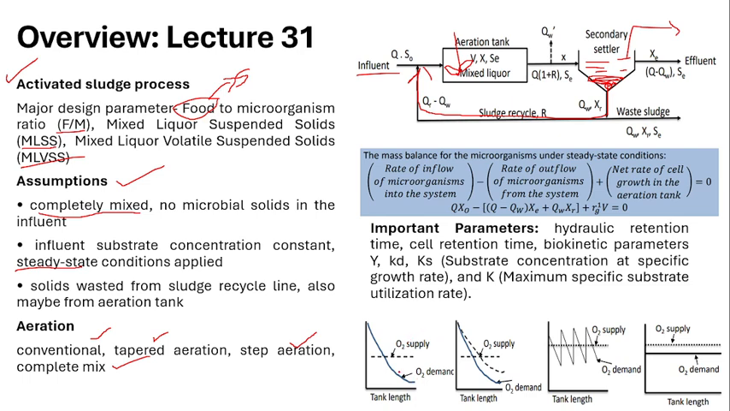Initially, this demand is met by the O2 supply. You are just purging the O2 in that way. And now O2 supply and the O2 demand are the same. This much O2 is required, and this is your O2 supply range. So we are aerating, and it is going to decrease after some time, and this is going to be constant for some time.